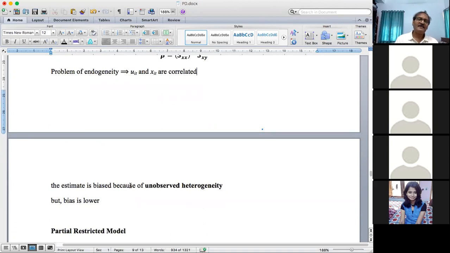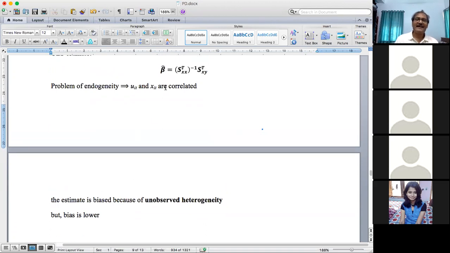And why will the value of beta hat be biased? Simply because in your data, unobserved heterogeneity appears. Your real data, the sample you are using for estimation, contains a lot of heterogeneity, and much of this heterogeneity is unobserved. We cannot observe it by looking at the data. So because of this unobserved heterogeneity, we have to face the problem of endogeneity.